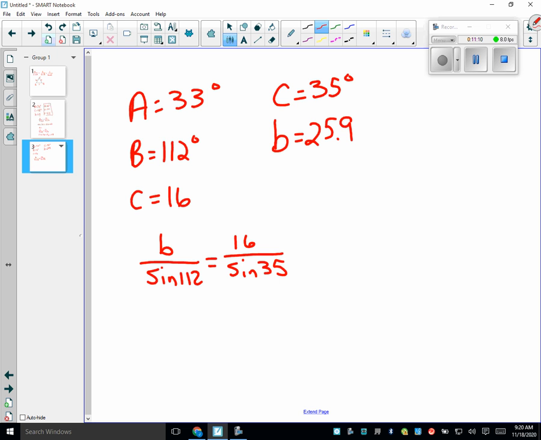What am I missing now? A? So I have 16 over the sine of 35 equals A over the sine of 33. Do you agree? Oh, you can do that. Yes. I can do what? The C equals A. I was doing... Well, I need to do the one that was given. Remember, don't use the one you found if you can help it.